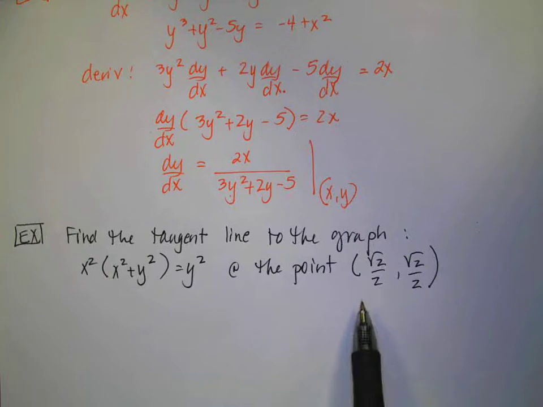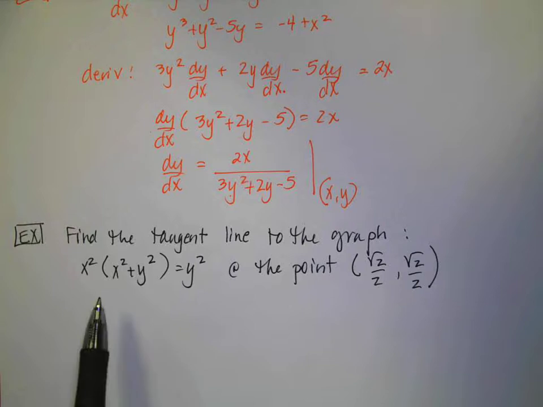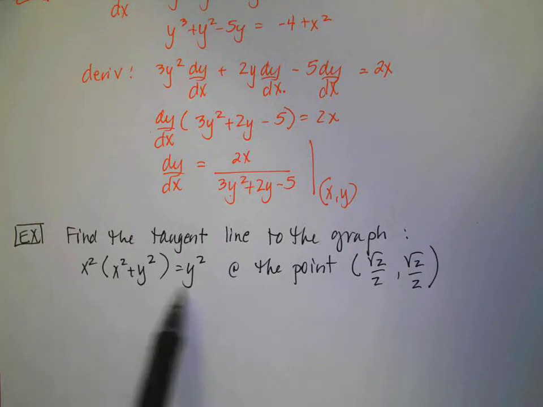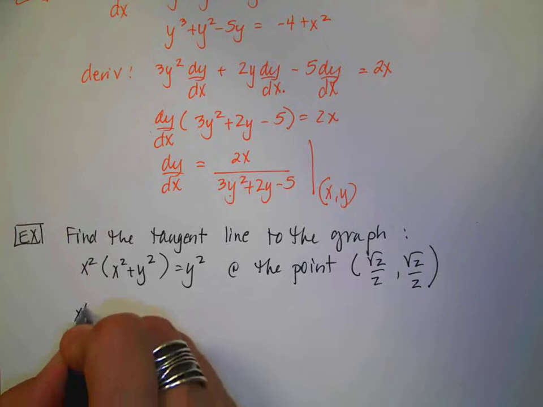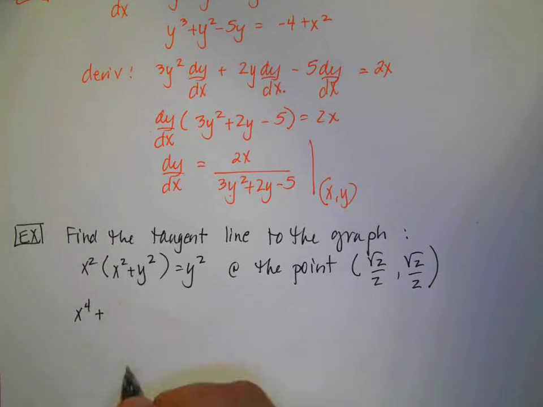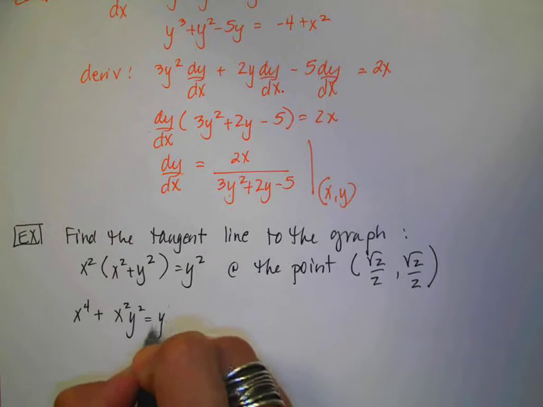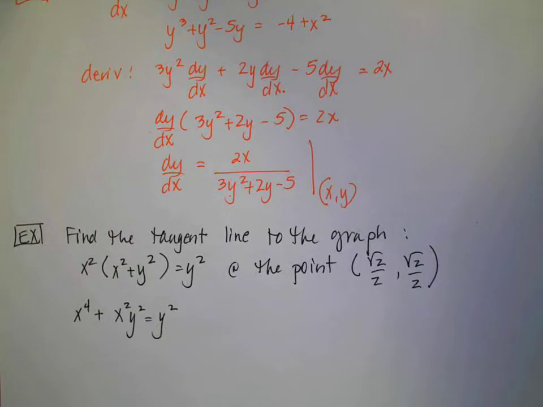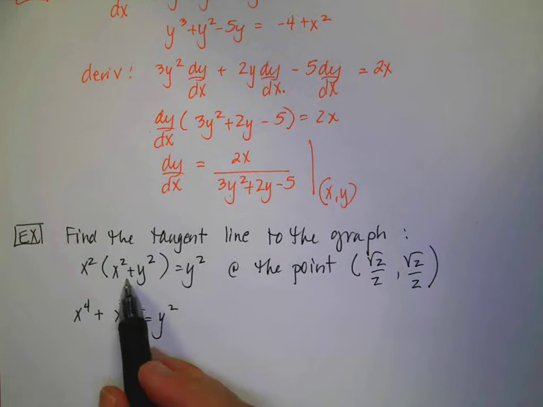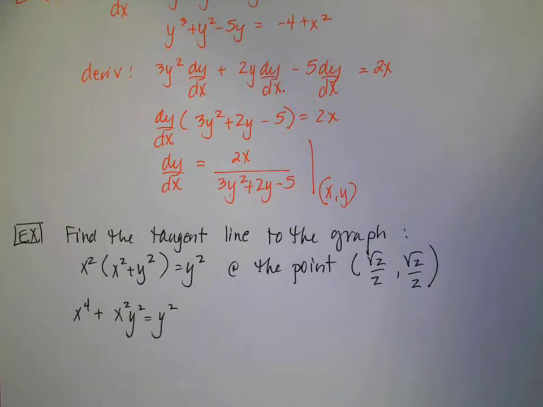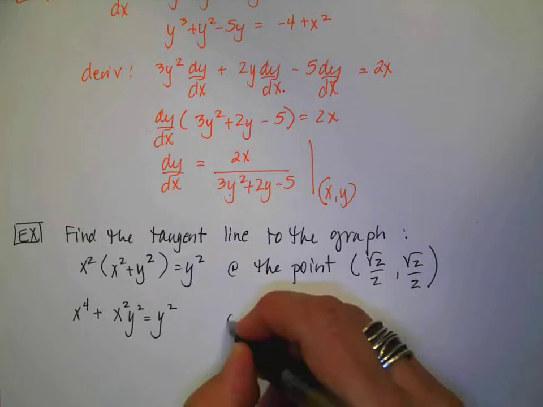Now, it might be easier if I unrationalized these and just did it as 1 over radical 2, but I'm not going to do that because if I change things, I always screw it up. So the way that I'm going to start is by distributing. So I'm going to get x to the fourth plus x squared y squared is equal to y squared. I was assessing whether or not I wanted to distribute or do the product rule from here, but I think this will be easier.